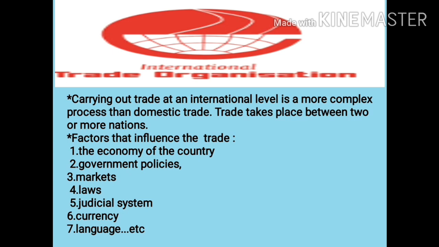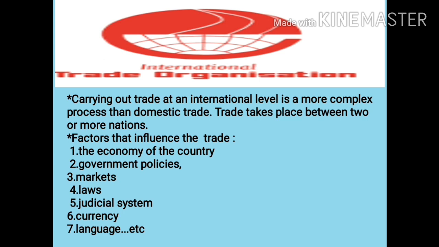International Trade Organization (ITO) was the proposed name for an international organization for regulation of trade. Carrying out trade at an international level is a more complex process than domestic trade. As we have learned earlier, domestic trade or internal trade is trade which takes place between different regions within the same country. Whereas international trade means the exchange of goods and services of one country with other countries. So international trade is more complex than domestic trade.